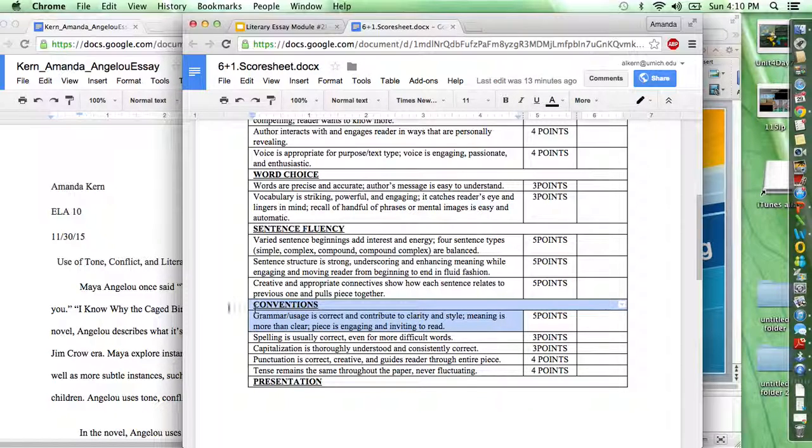The next category is called conventions. That's basically about grammar and punctuation. In many cases, the essay that you're reading may really need for you to evaluate this category. So don't be afraid. If you aren't quite sure if the spelling is correct, feel free to Google it. If you're not sure if the punctuation is correct, you can ask a neighbor or you can ask me. But chances are the essay you're reading really needs you to pay attention to this category.